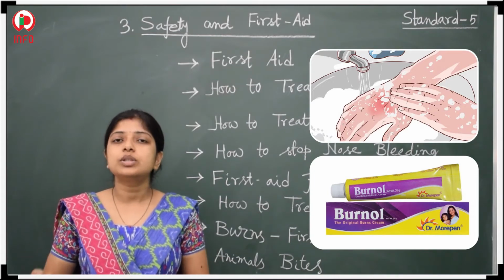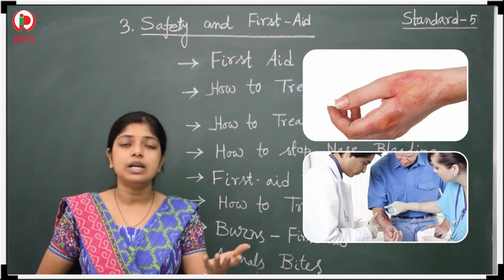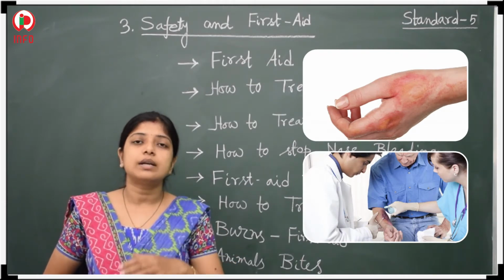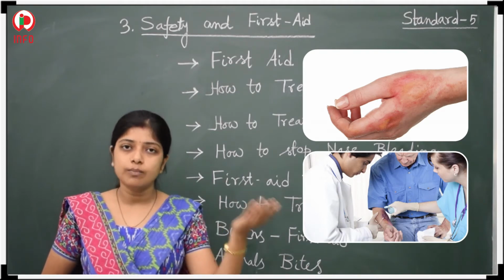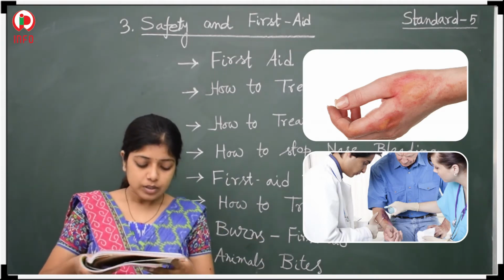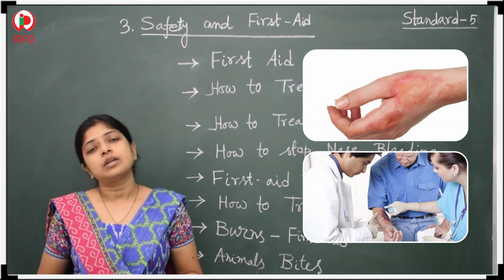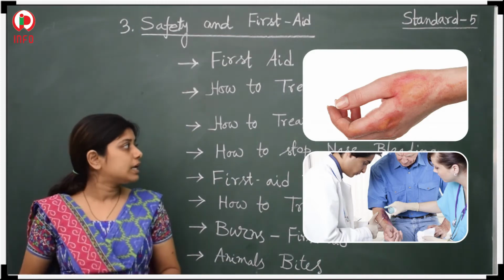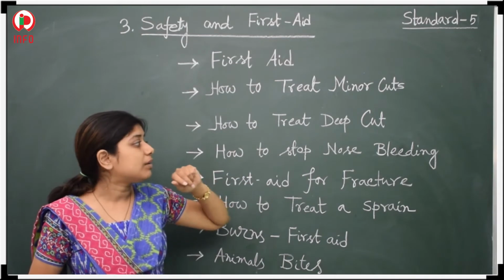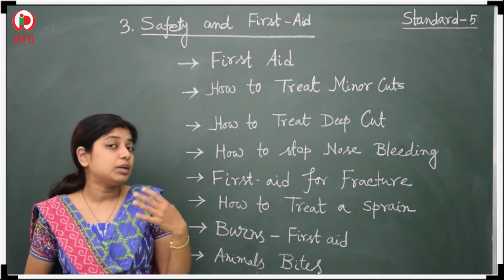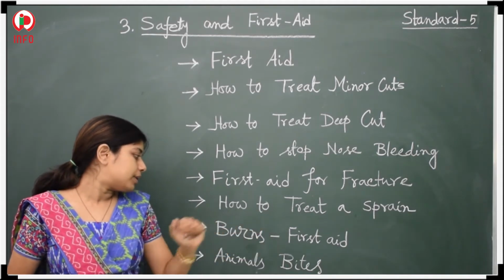Afterwards, you should apply the burnol, and if the degree of burning is very severe, at that time you should immediately contact the doctor. You should go to any hospital. So these are the different measures for the different kinds of accidents. It may be a minor cut, it may be a deep cut, it may be a nose bleed, it may be a fracture, it may be a sprain, it may be burns.